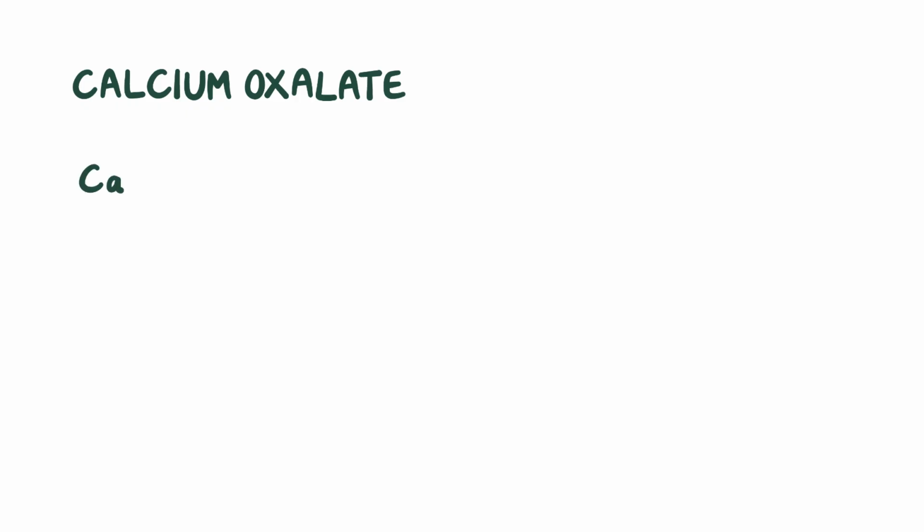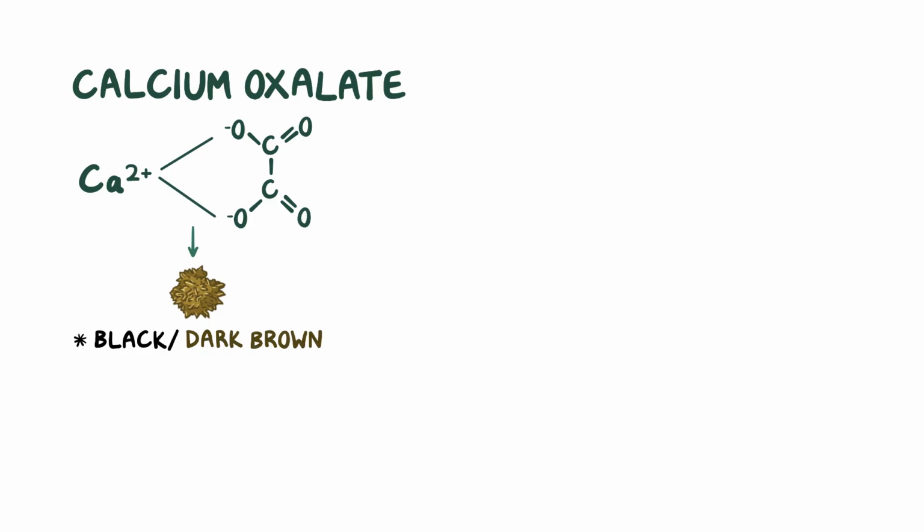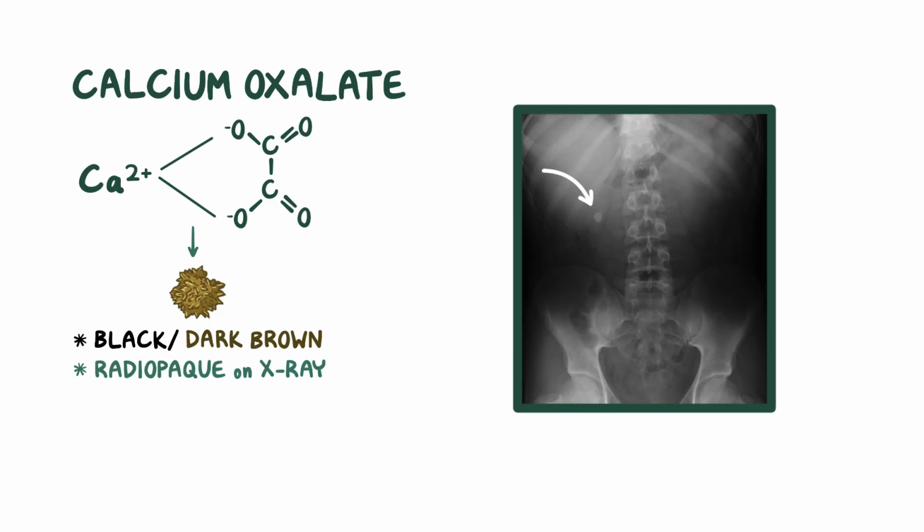In the majority of cases, the inorganic precipitate is calcium oxalate, formed by a positively charged calcium ion binding to a negatively charged oxalate ion, which results in a black or dark brown colored stone that is radio-opaque on an X-ray, meaning that it shows up as a white spot.